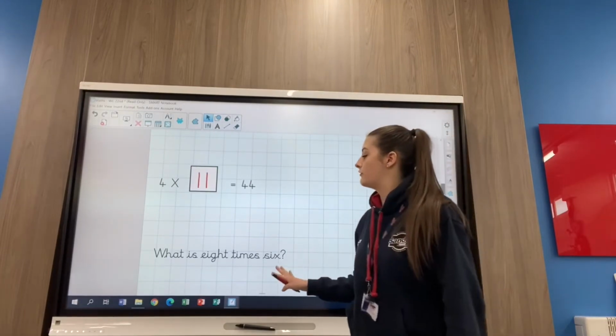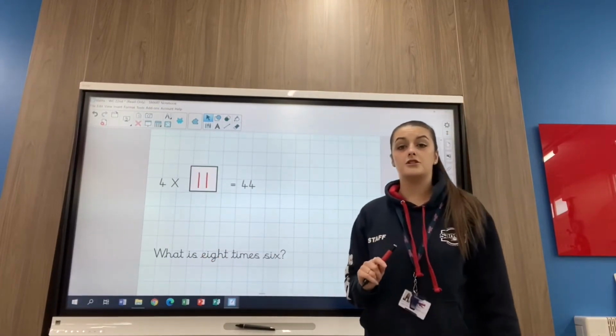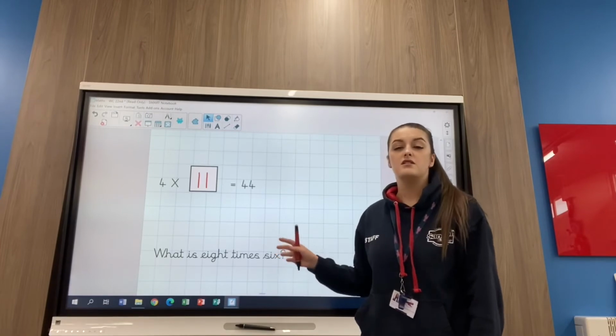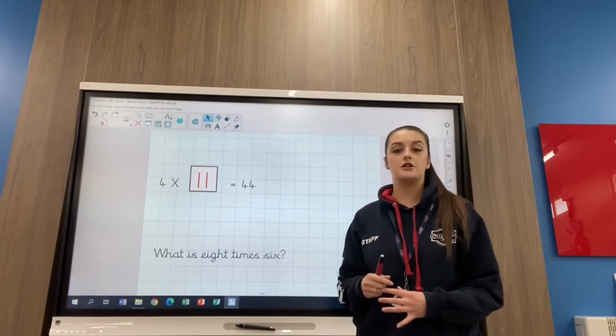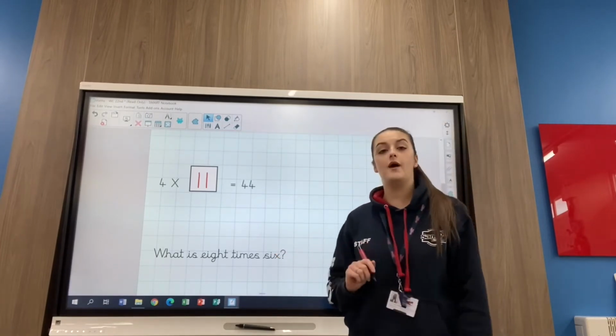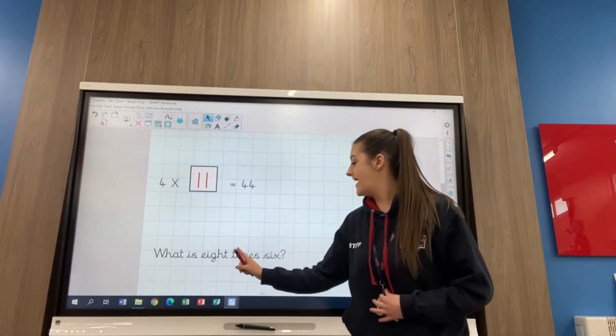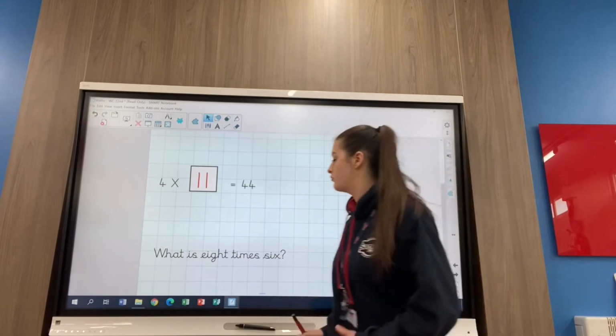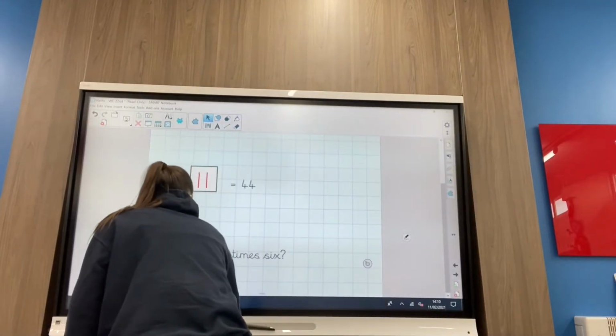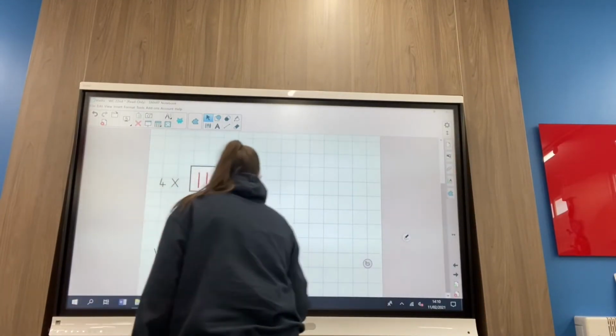Okay. Now, another type of question you've got is just a simple times table question, but it's asking you in words. So remember, when we have these word questions, you can always make a note of what the question is asking you around the page in your book. What is 8 times 6? So we could write that question out. 8 multiplied by 6. 8 times 6.